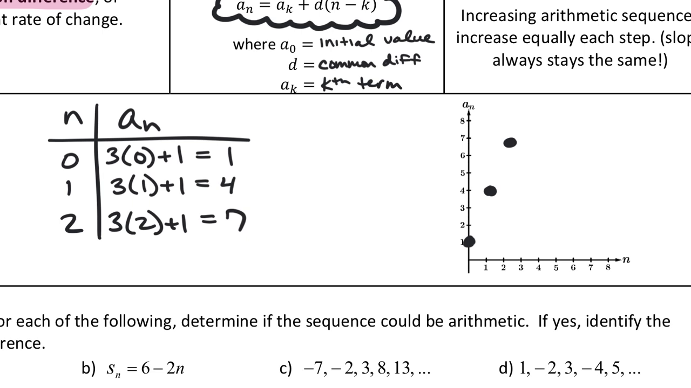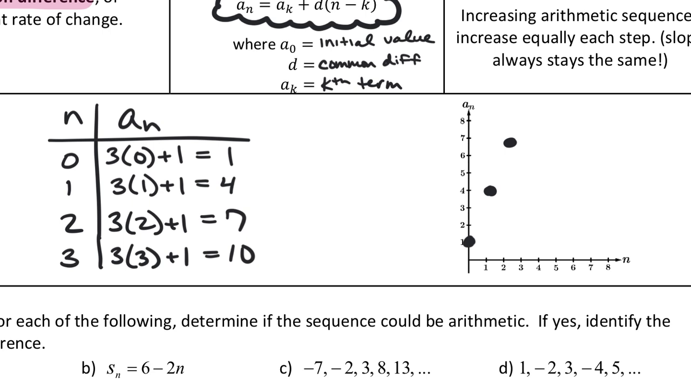Now typically for a sequence, you're going to want 4 coordinate points. The reason I didn't have us do a 4th coordinate point of 3 is because I did this problem before, and that's 10, and it's off the graph. But you can continually use this sequence to build more terms in your sequence as you go.